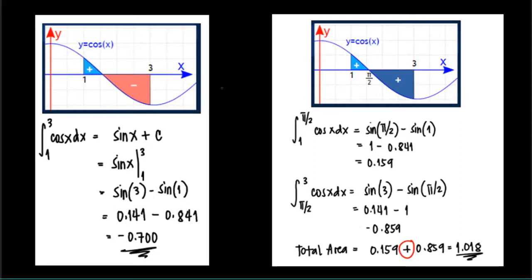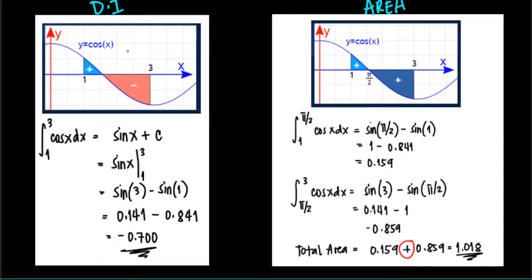So, these are the same functions, the same plot of y equals cosine x. The difference between the definite integral of cosine x from 1 to 3 versus the area covered by cosine x from 1 to 3. So, this is the definite integral and this is the area.